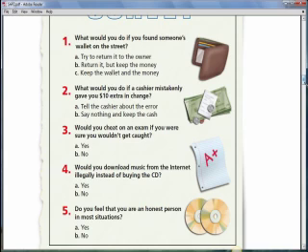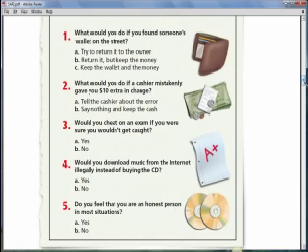3 was, would you cheat on an exam if you were sure you wouldn't get caught? A is yes, B is no. 4, would you download music from the internet illegally instead of buying the CD? A was yes, B was no. And 5, do you feel like you are an honest person in most situations? A is yes, B is no.